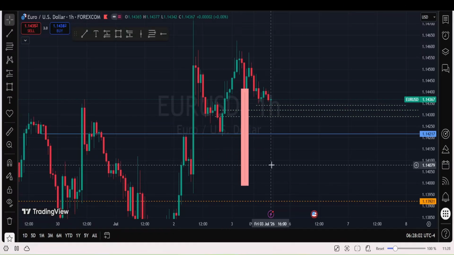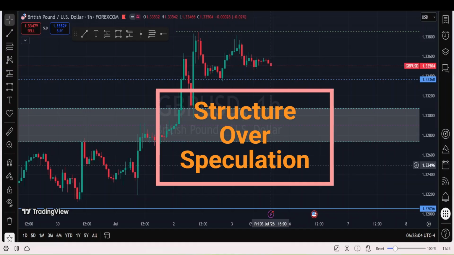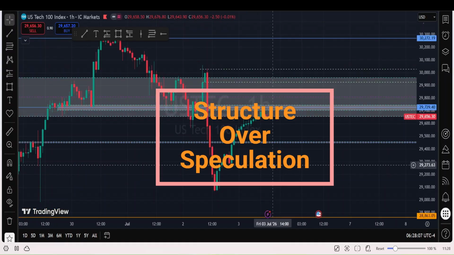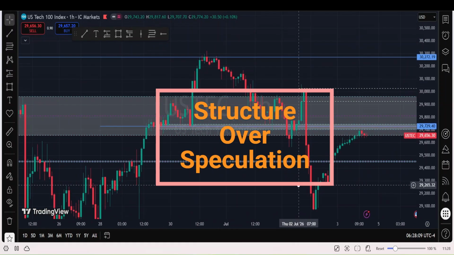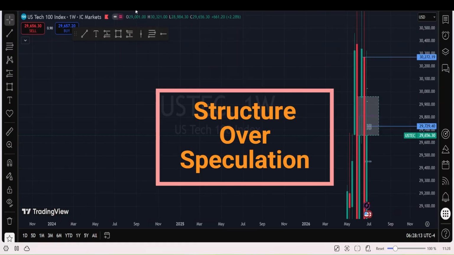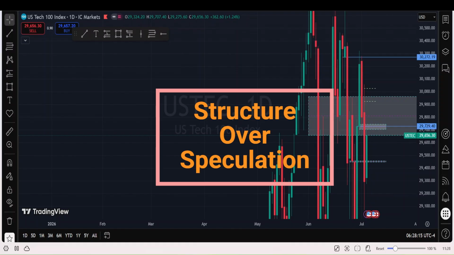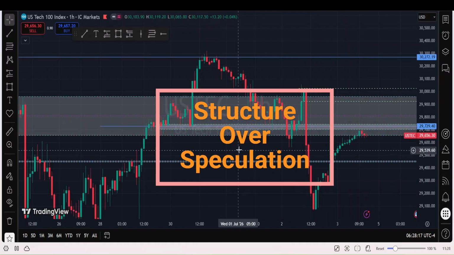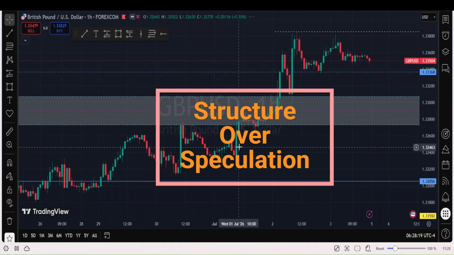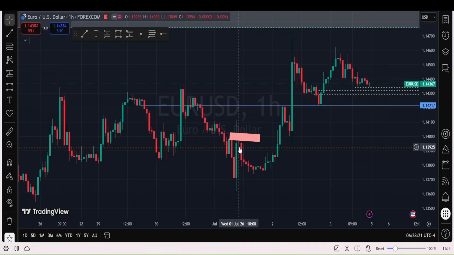Across all the pairs, from Euro USD to British Pound USD to Nasdaq, we've been able to tell our story, our narrative of what we are looking at, both from the weekly time frame to the daily time frame and then to the lower time frame on Nasdaq, British Pound, Euro USD. That's what we have for you this week. That's our narrative.